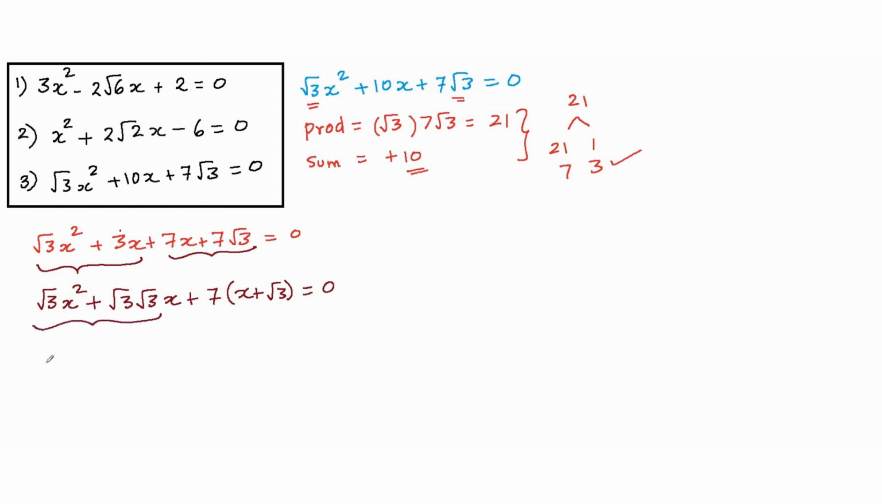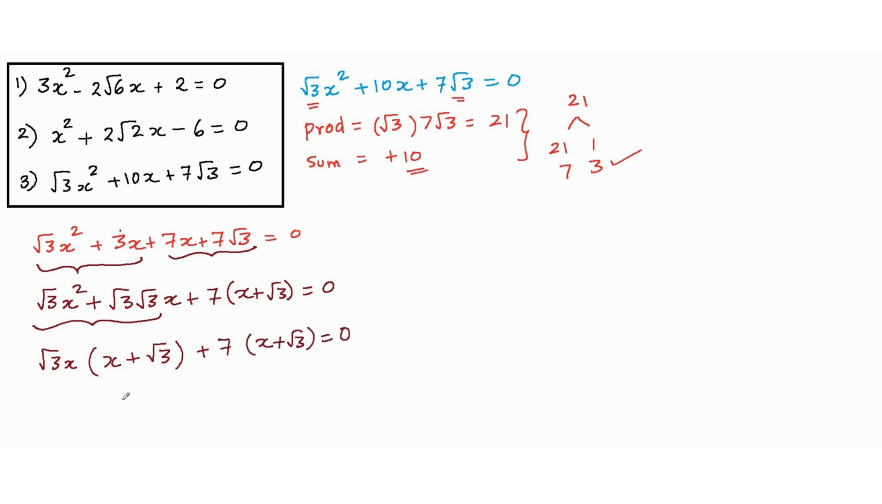Now in these two terms what is common? Root 3 is common and x is common. So I pick root 3 out. From x square I pick x out. So x is left inside. Plus root 3 is taken out. X is taken out. So x plus root 3 is left. Plus 7 times x plus root 3 is equal to 0.